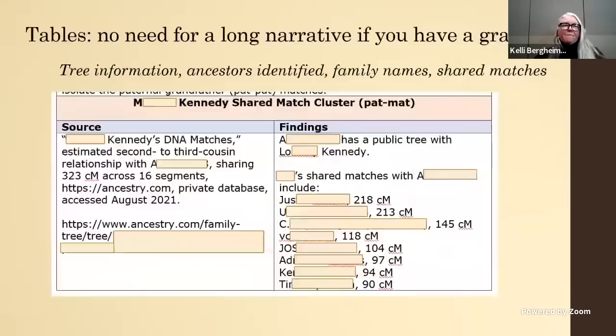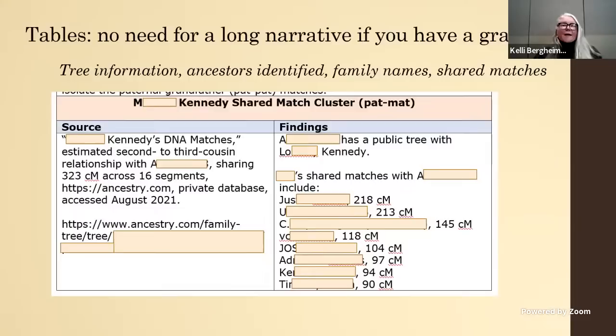So tables, you know, there's no need for a long narrative if you have a graphic. I use the example of the census, but here's another example. If you have information about a tree, let's say, and you've got someone who's a DNA match, and then you found a family tree associated, then you can write up in your findings, what did I find? So this is sort of what I was talking about when I said, where did you find something and what did you find? So what did I find and what did I learn? So these are the columns that I'm talking about in the research report. And I just use a table format for this, but you can do whatever you want to do. But I do the source, so who's the match and how are they related? And then I look at if they have a tree and what's the URL of that tree so I can go back to it later.